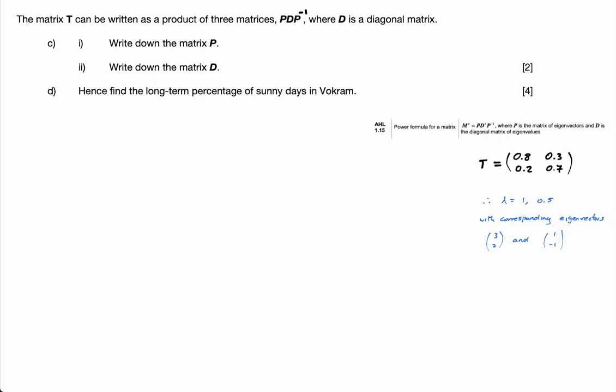Okay, so for part C, it says the matrix T can be written as a product of three matrices, P times D times P minus 1, where D is the diagonal matrix. Write down the matrix P. The reason we can write that down is this formula. In the formula booklet, section 1.15, we have the power formula for a matrix: M to the power of n equals P times D to the power of n times P minus 1, where P is the matrix of eigenvectors and D is the diagonal matrix of eigenvalues.